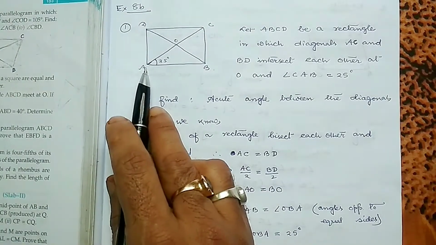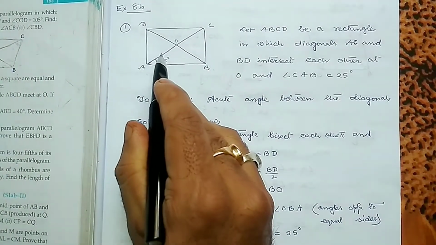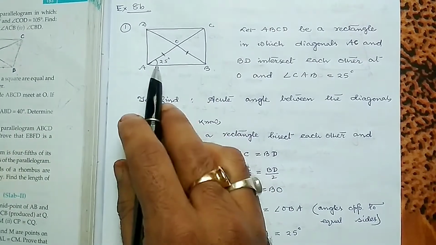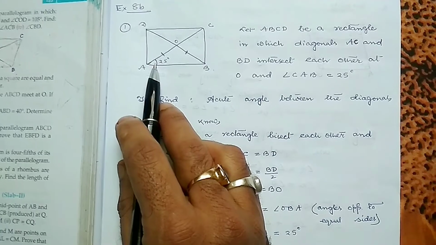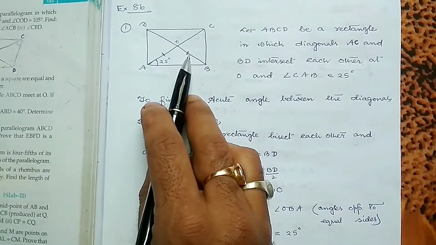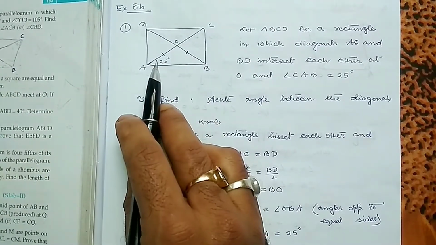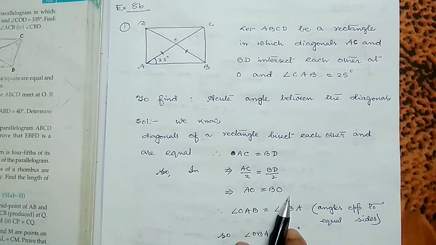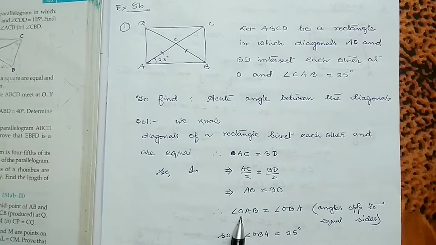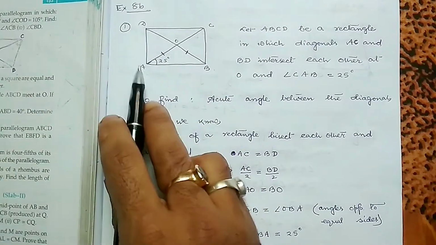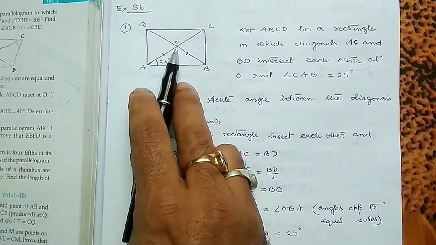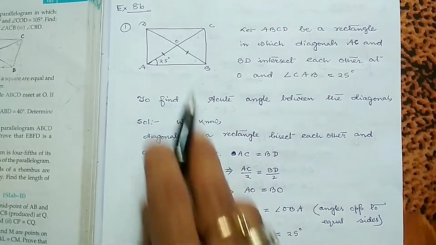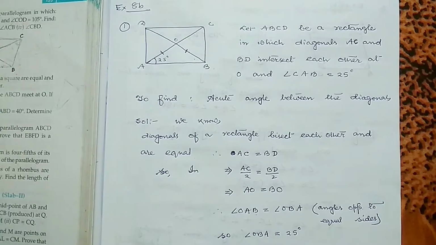So in triangle AOB, you can see this side equals this side. And since these two sides are equal, their opposite angles must be equal, because we know angles opposite to equal sides in a triangle are equal. So since it is 25, this also will be 25. So since AO equals BO, therefore angle OAB will be equal to angle OBA. Since this one is 25, this one also must be 25. I think this much is clear.